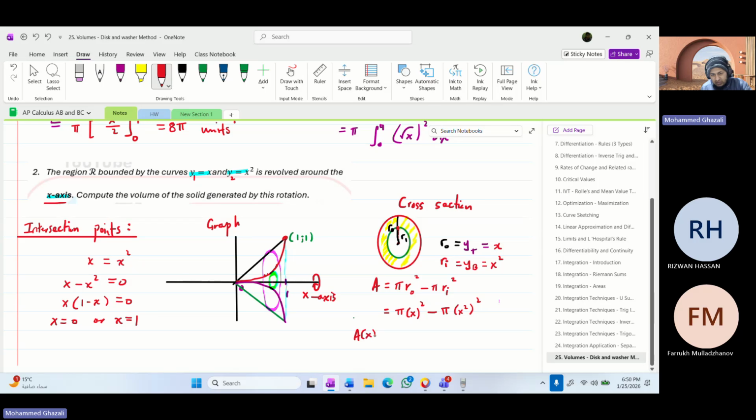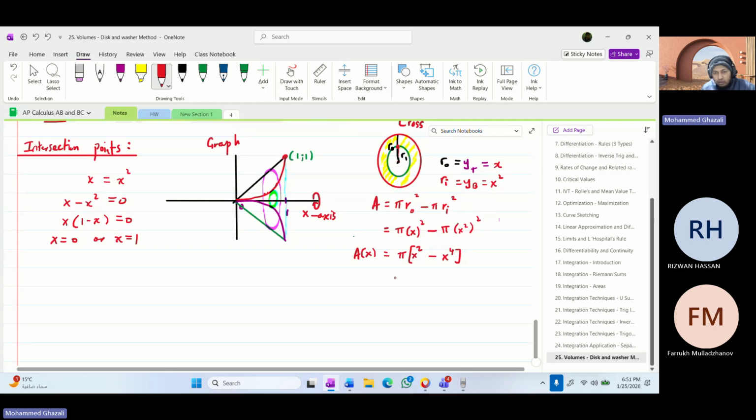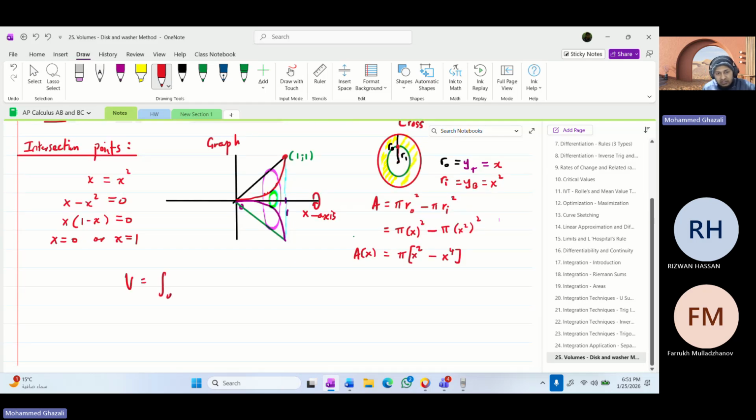Now you can say the area of the cross section is pi x squared minus x to the power 4. You can take out pi as a common factor. So you get x squared minus x to the power 4. And now the volume is easy. Volume is equal to the integral from 0 to 1. We can take pi outside. You can't take out the x squared as a common factor, because you're integrating x. Yes, yes, my bad.